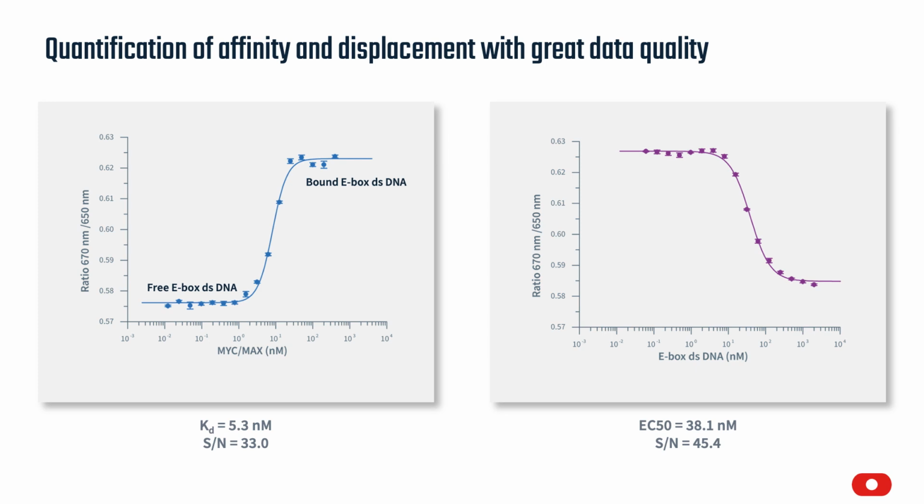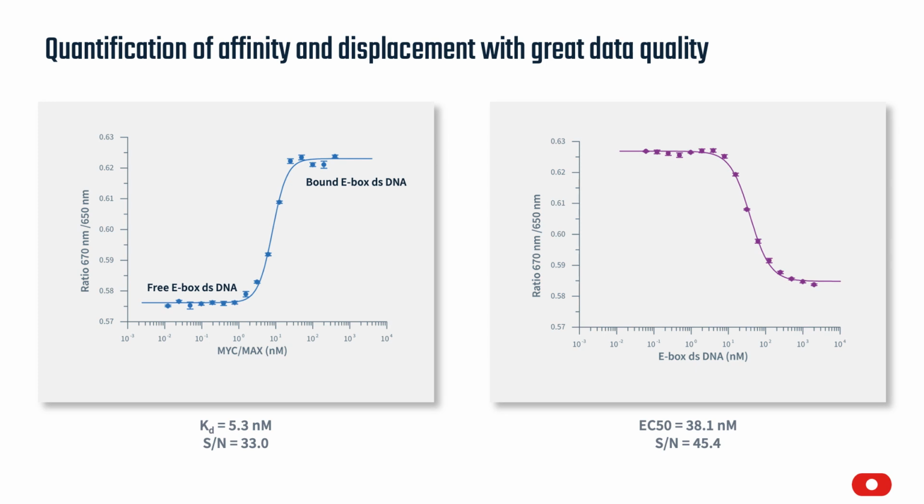This also happens because MYC-MAX itself, as a dimer, has an equilibrium. So if you dilute it to too low concentrations, it falls apart, and then of course it cannot bind. Once we had this established, we looked also at displacement.